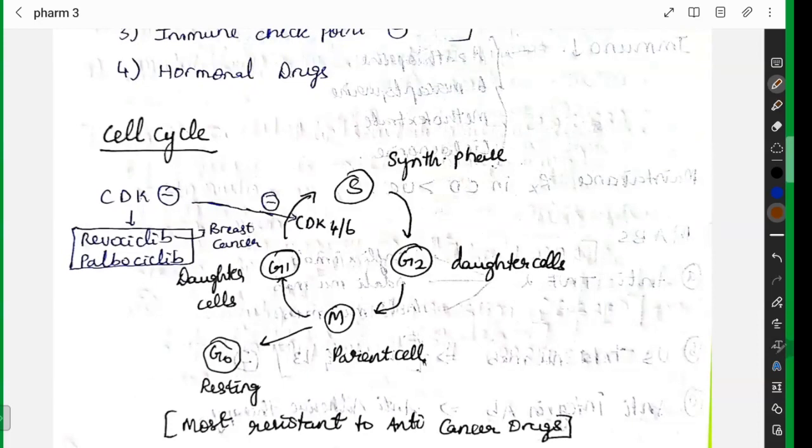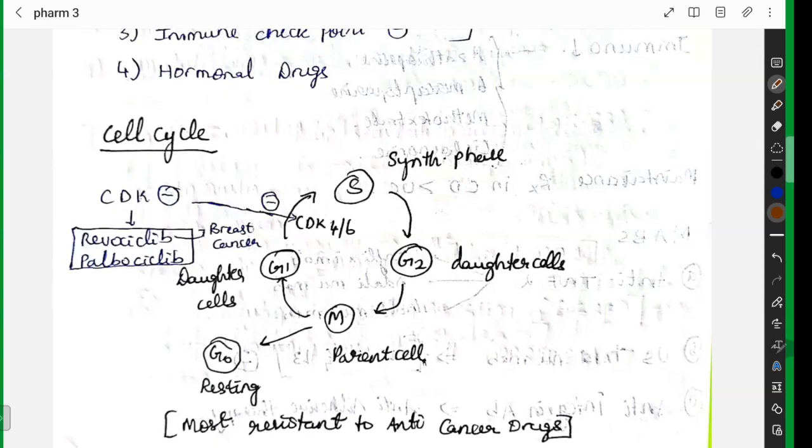After S phase, what happens? You are going to have your G2 phase. So in G2 phase, what happens? There is going to be a daughter cell. This G2 cell is going to produce a parent cell and a duplicate copy of your parent cell. This is how it happens.